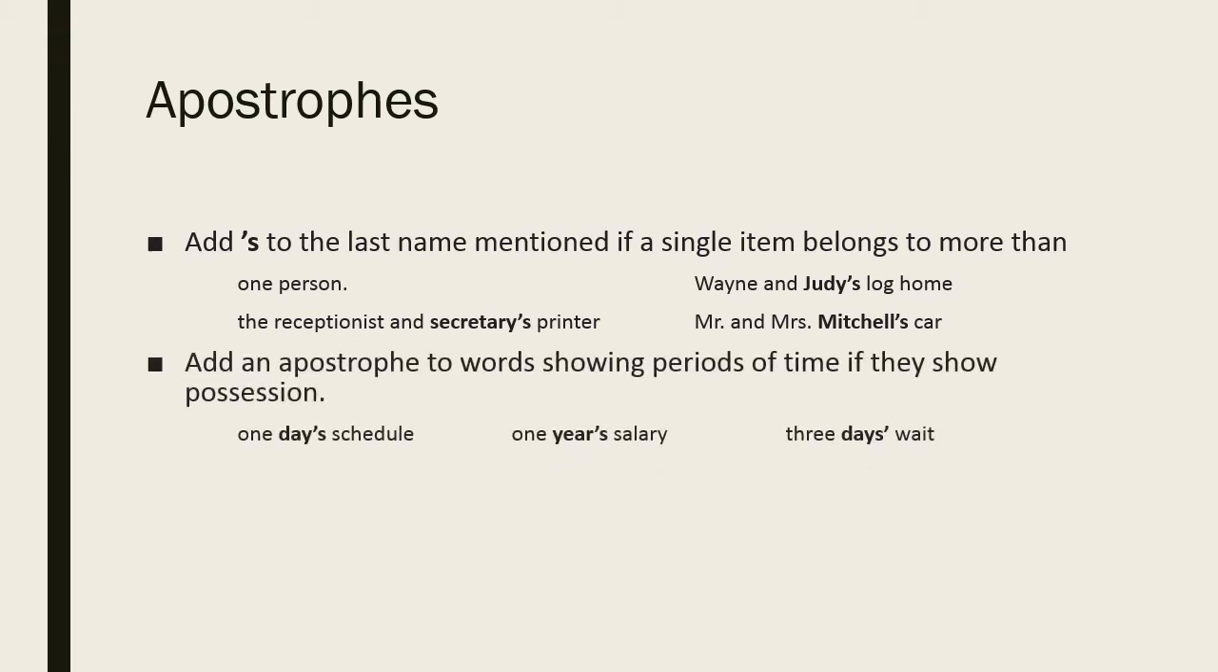Similarly, we add an apostrophe to words showing periods of time if they show possession. 1 day's schedule, 3 days' wait, 1 year's salary. So we also use an apostrophe with words showing periods of time if they show possession.